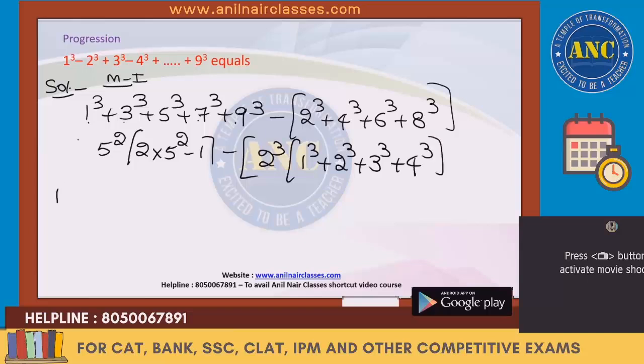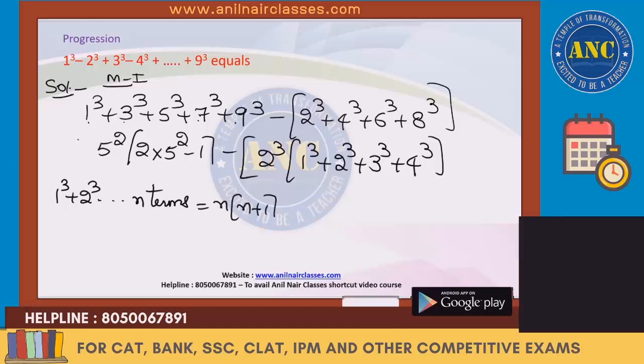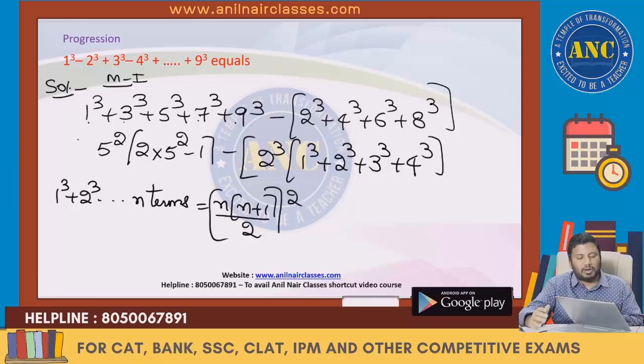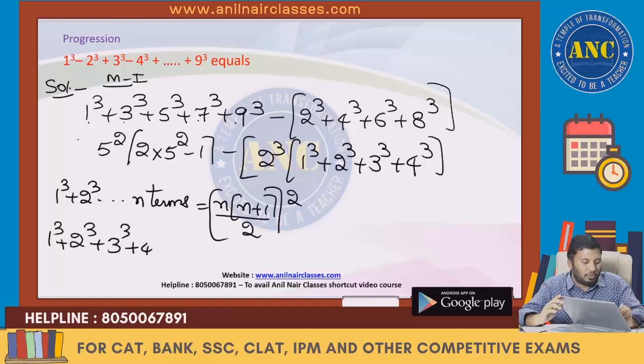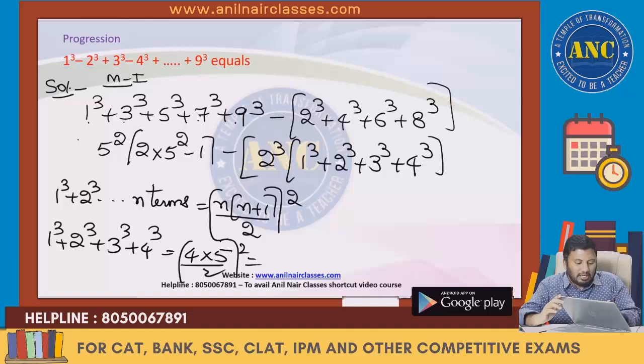Now see here, 1 cube plus 2 cube and so on up to n terms is given by n into n plus 1 by 2 whole square. This is nothing but 1 cube plus 2 cube plus 3 cube plus 4 cube. 4 terms are there. So 4 into 5 by 2 whole square, which is 10. 10 square is 100. So total value is 100.